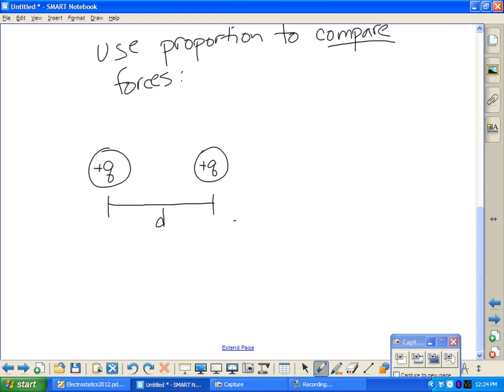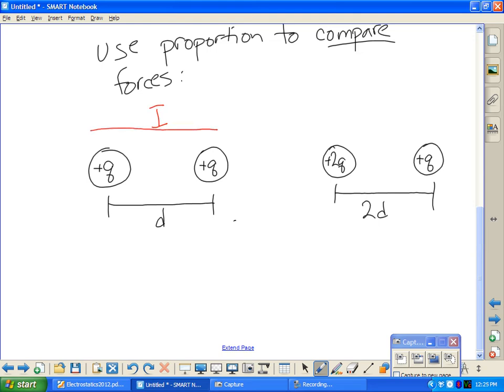And you've got another pair of objects. This one is plus 2Q and plus Q. And these are separated by a center-to-center distance of, say, 2d. Note that this is not to scale. Compare the forces between situation 1 and situation 2. Which interaction is a stronger force?